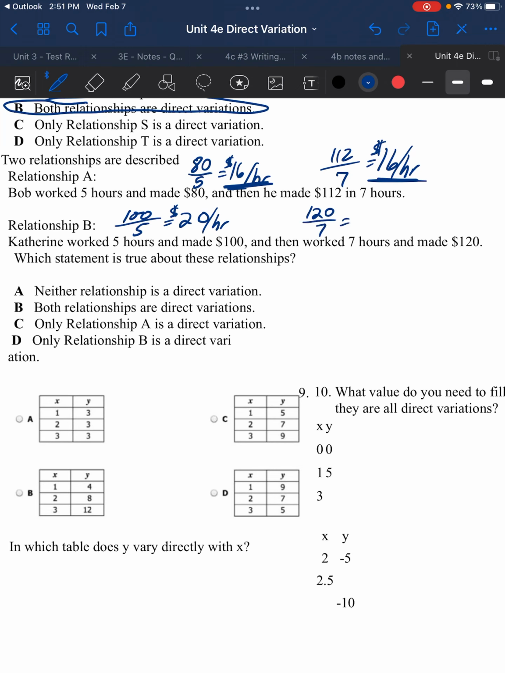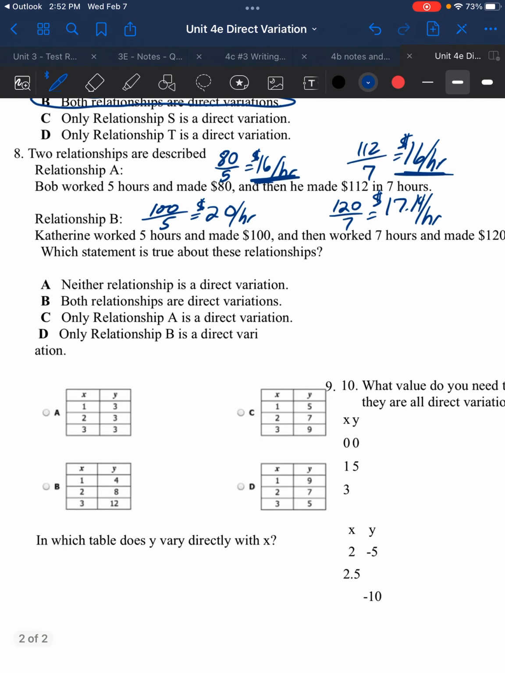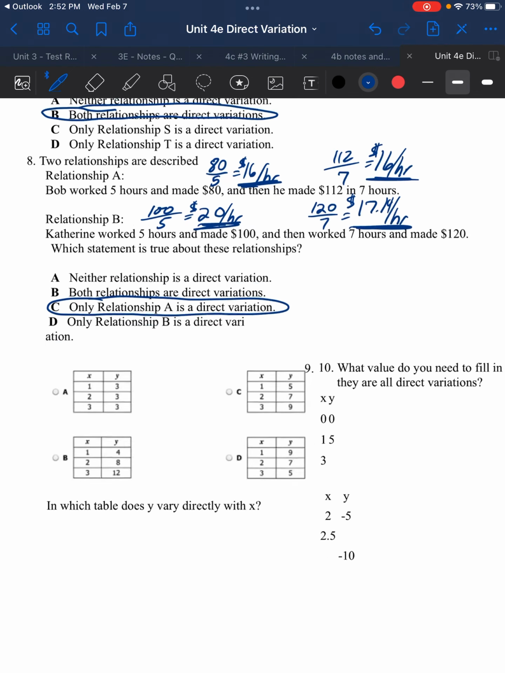And then also worked 7 hours and made $120. Is that going to be the same? What's 120 divided by 7? I don't think that's going to be 20, so that's going to be $17.14 per hour. So that is not a direct variation. The rate changes on that. So only relationship A is a direct variation, because these rates for relationship B change.